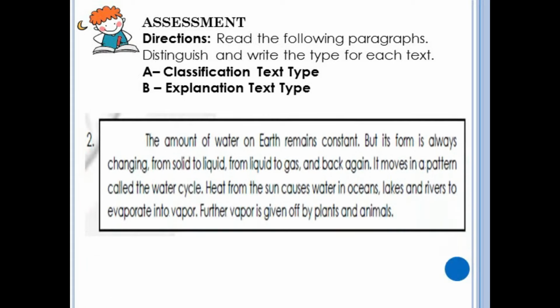Okay, number 2. The amount of water on Earth remains constant, but its form is always changing from solid to liquid, from liquid to gas, and back again. It moves in a pattern called the water cycle. Heat from the sun causes water in oceans, lakes, and rivers to evaporate into vapor. Further vapor is given up by plants and animals.